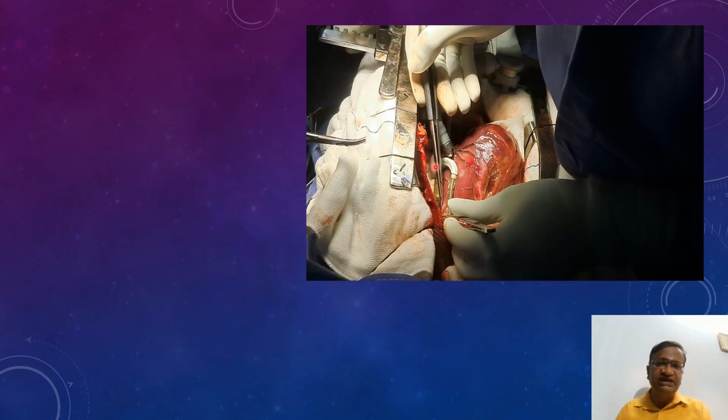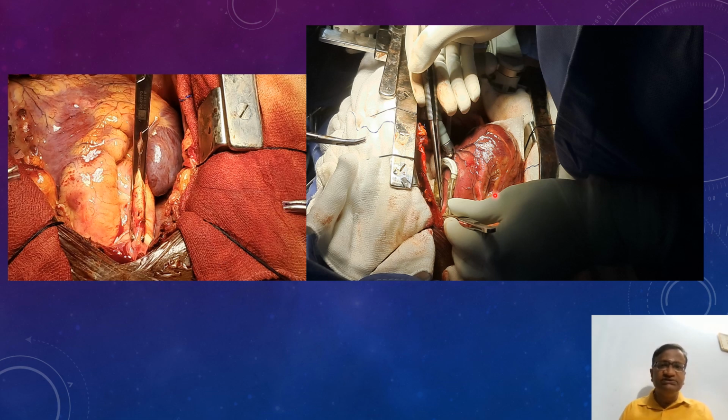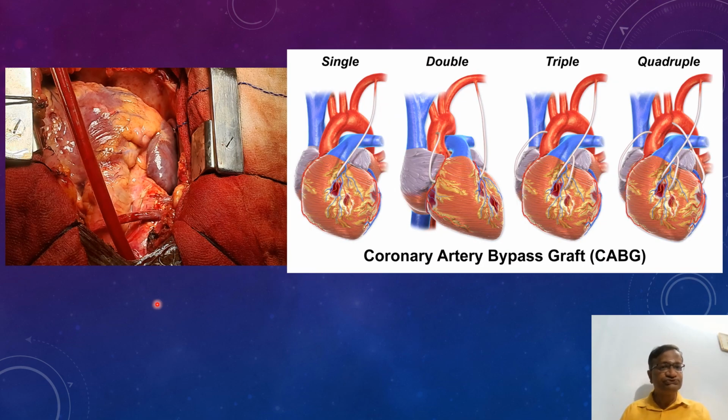Now we can also see the graft being slowly taken out, and here we can see the aorta is partially clamped and a hole is put so that from the aorta this saphenous vein will go into the artery, from here to here. Now there is a graft going from here to here. So now it's a single from here, double from here. This is a saphenous vein graft.